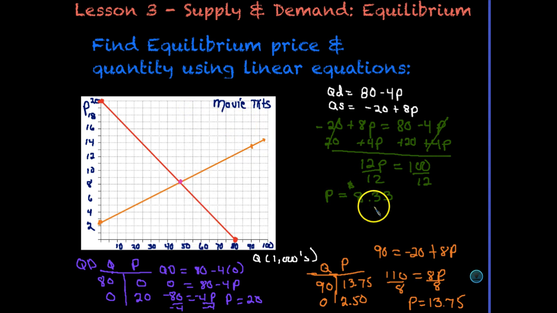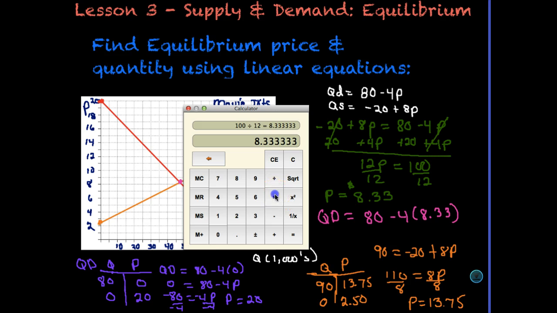All right, so now we know our price. We know that P is $8.33, which sounds good. In order to figure out the quantity, we just need to plug that in for P somewhere. So let's go ahead and use the demand function, and it doesn't matter which function we use, but we'll go ahead and use the quantity demanded. It is going to be equal to 80 minus 4 times $8.33. So again, let's take that times 4, and we're going to subtract that from 80. So 80 minus 33.33 is 46.67.